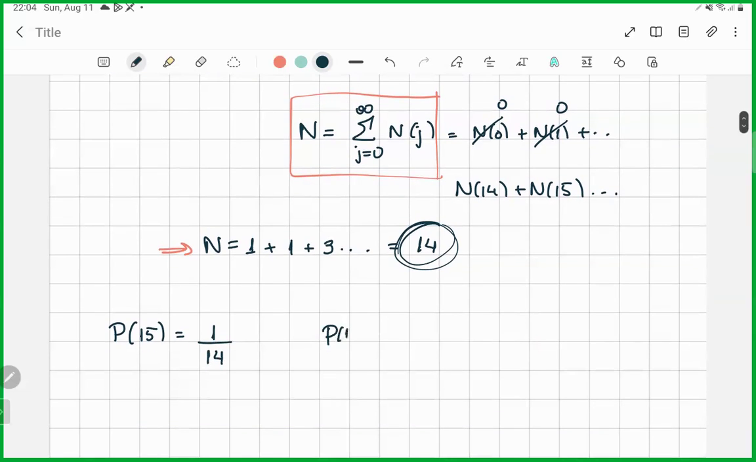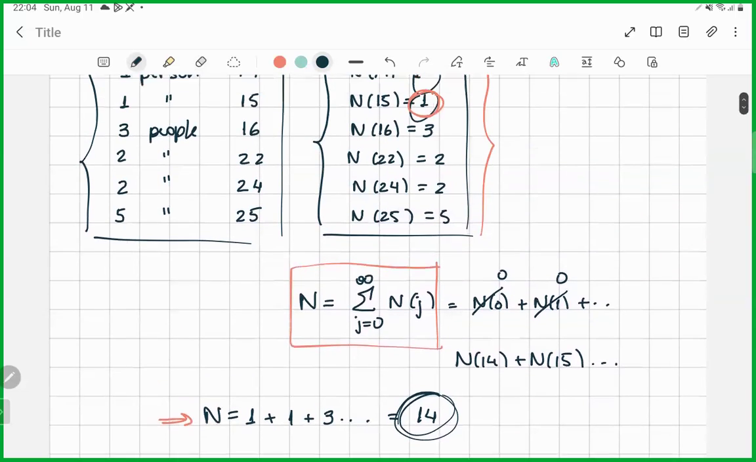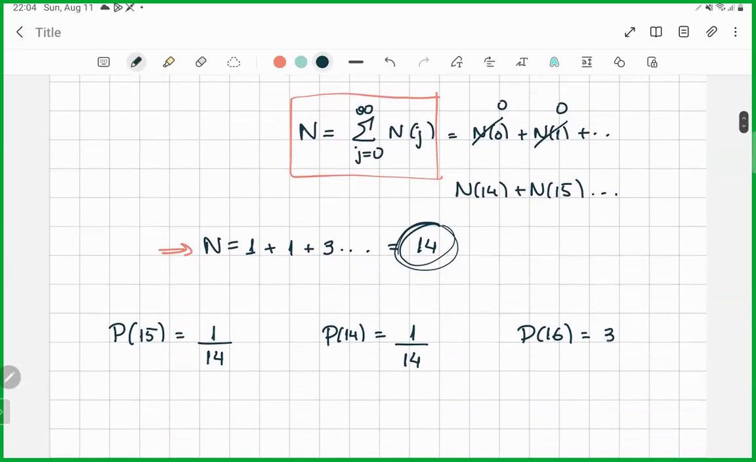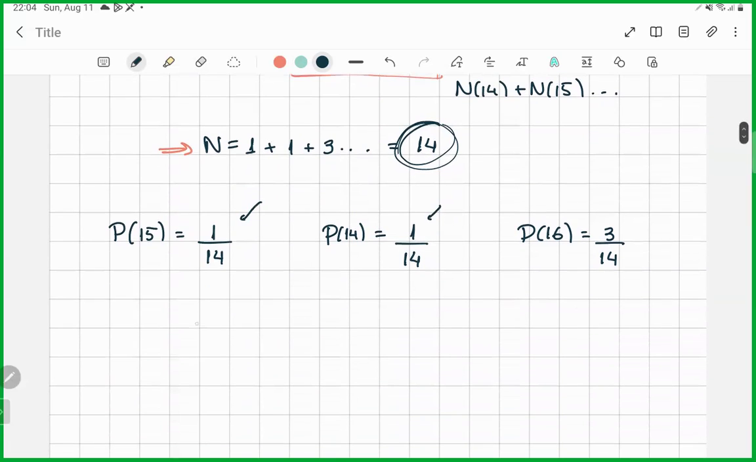And for 14, it is the same thing. There is one person who is 14. And how about 16? Well, for 16, we found here that there are 3. So the probability will be 3 over 14. Okay, so again, this is for our specific example. Let's write a general equation. I'm going to put the probability for this age j is equal to the number of people aged j divided by the total number. So we have now our general equation.